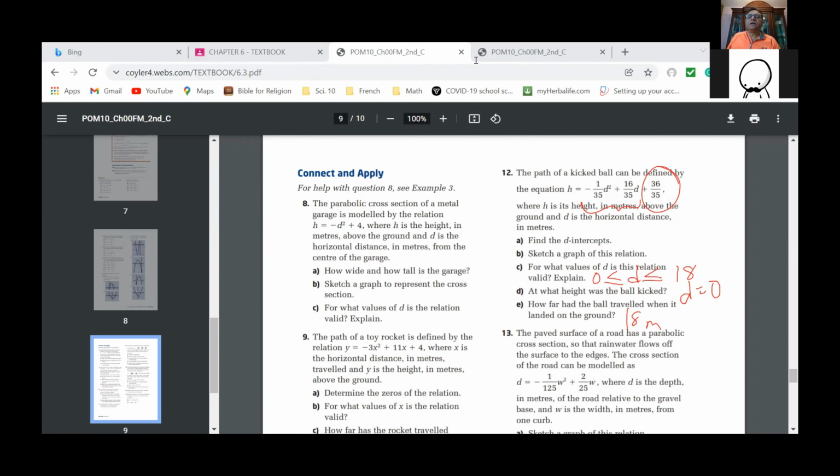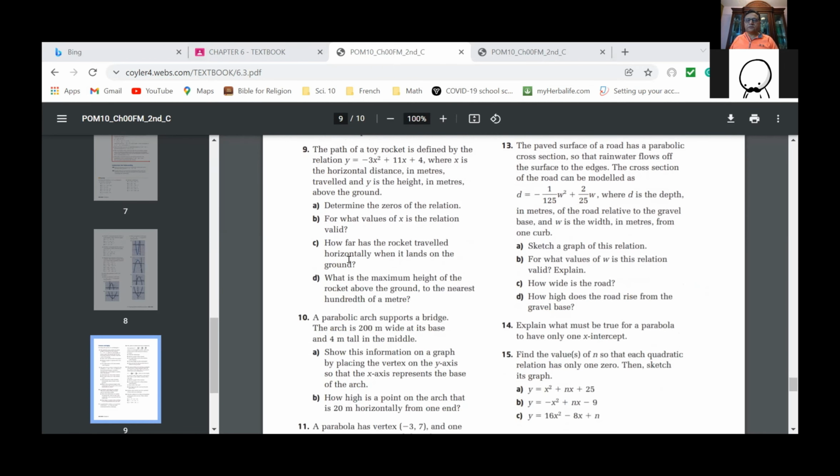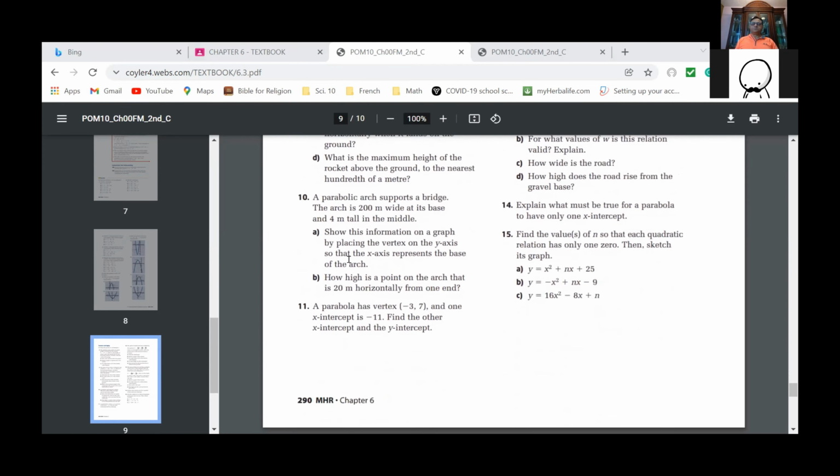Perfect. Now, let's take one more question from our exercise. Let's see how many questions there are. Okay, let's do 15. Read the question, please. Find the values of n so that each quadratic relation has only one zero, then sketch its graph.